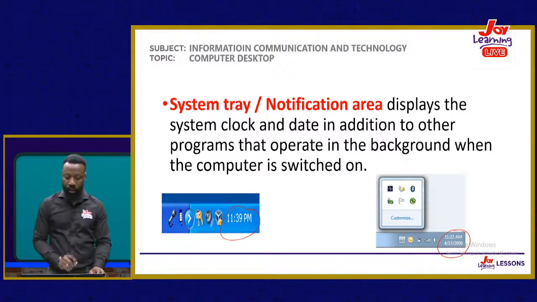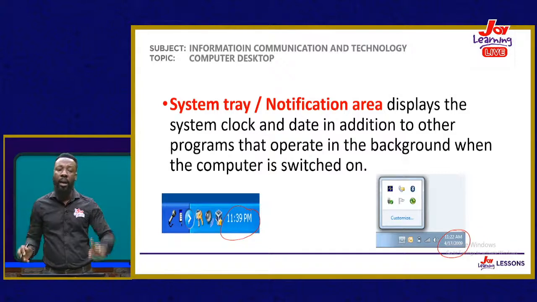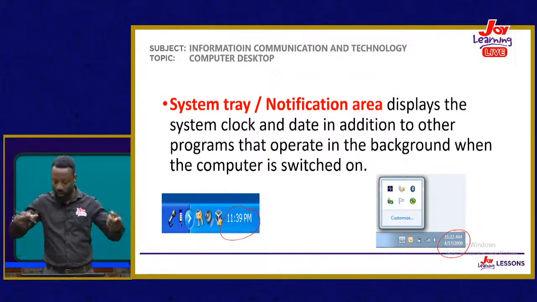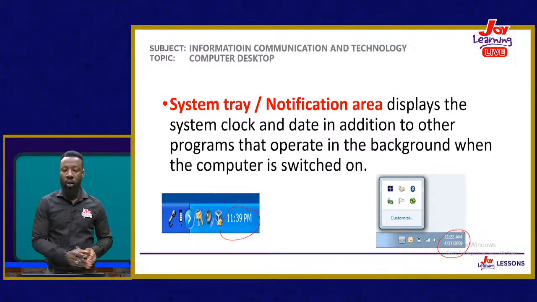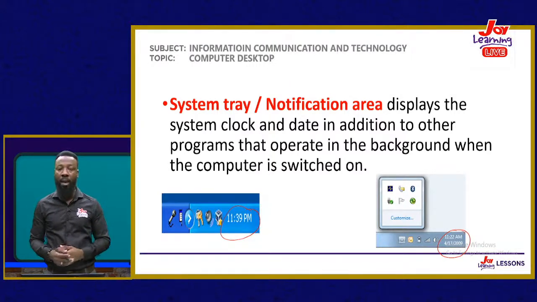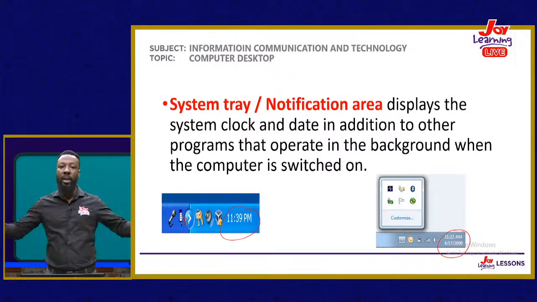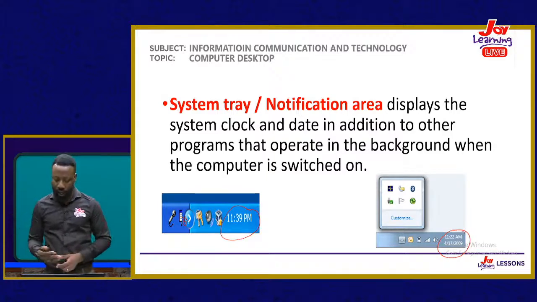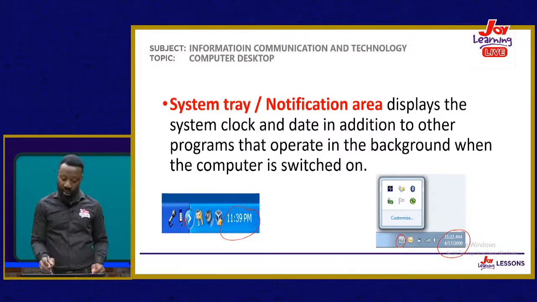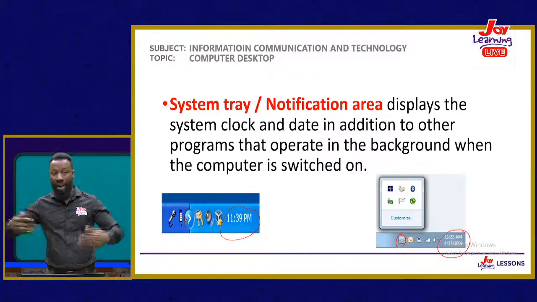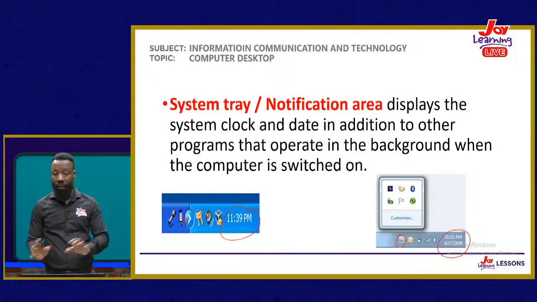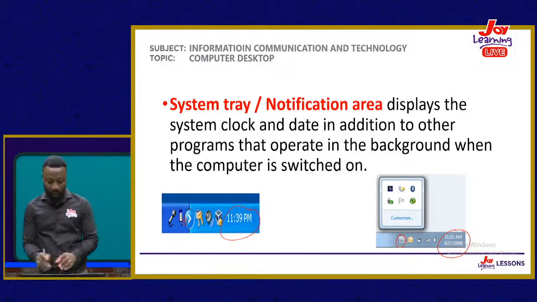So the system clock and date, in addition to other programs that operate in the background when the computer is switched on. Sometimes maybe you have opened a program and it's operating in the background of the computer. Immediately you click on the system tray, this arrow over here, it opens the other programs for you. When you click on the arrow, it opens the balloon drawer, with the Dropbox up there for you. So you realize that you have Bluetooth and other things running in the background. So this is a picture of what you call the system tray, the notification area.